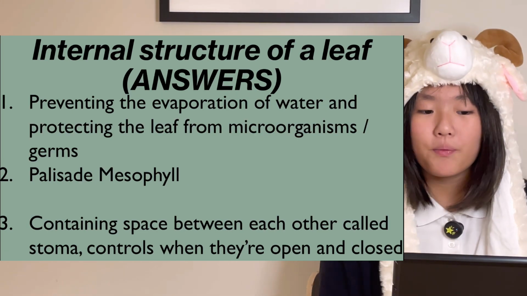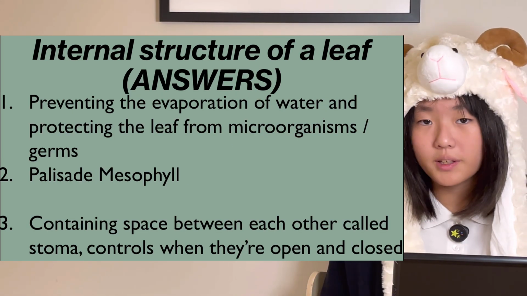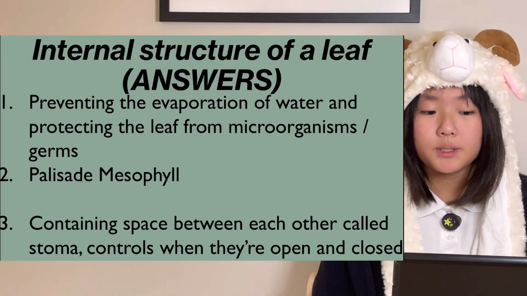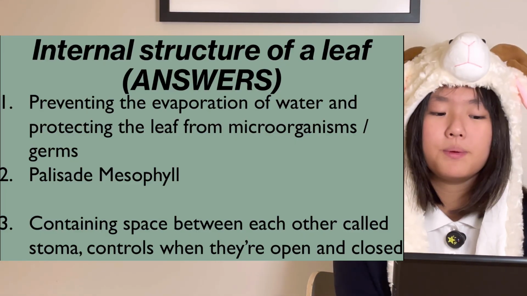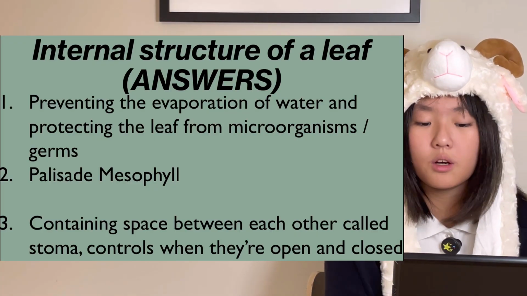The answers are preventing the evaporation of water and protecting the leaf from microorganisms/germs. Number 2, palisade mesophyll. And number 3, containing space between each other, called stoma, controls when they're open and closed.